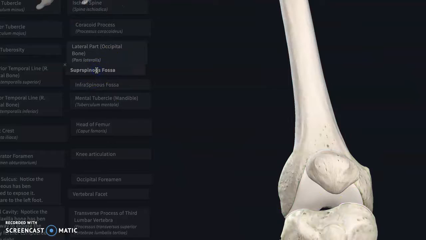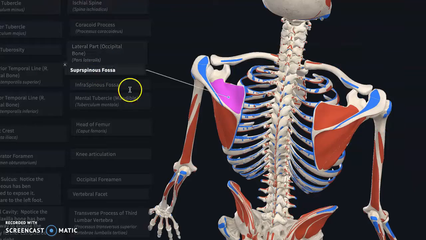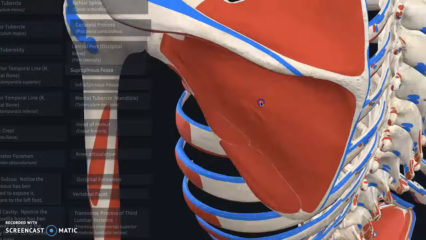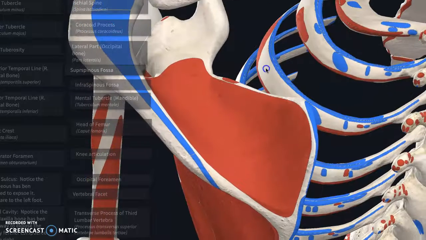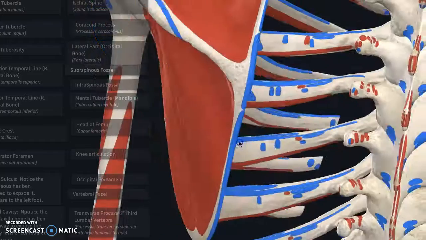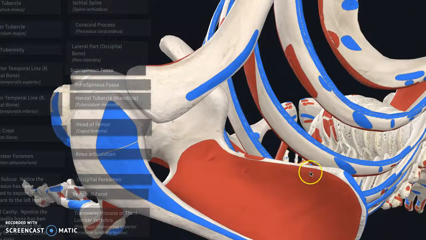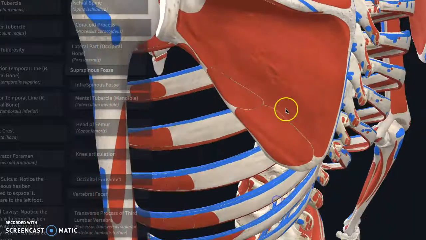Moving forward, supraspinous and infraspinous fossa. So remember I said this is the spine. Some people call this a spine. Spine of the shoulder blade. So supra means above. And your term that we're learning today is fossa. So a fossa is almost like a valley between two mountains. That's the best way to describe it. So here is a fossa, and it's the valley between this part of the shoulder blade and the spine of the shoulder blade here. And here is another fossa underneath.